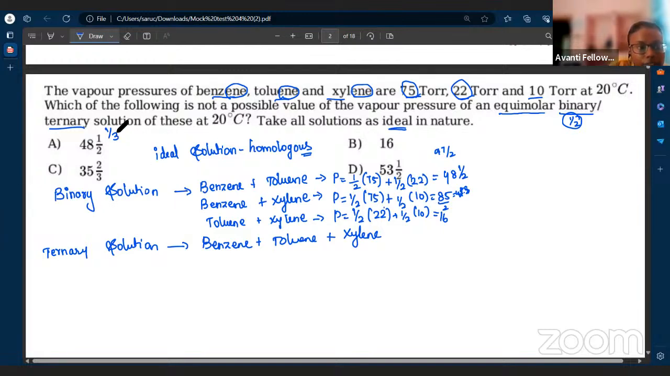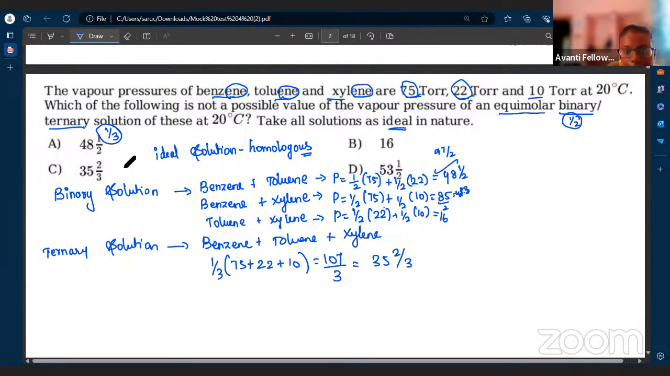For a ternary solution, if it is equimolar, then it will be one third. So 1/3 into 75 plus 22 plus 10, which is 107/3, which is 35 2/3. Okay. So the value you didn't get over here is 53 1/2. You have got 48 1/2, and 16, and 35 2/3. So all three values you have got.